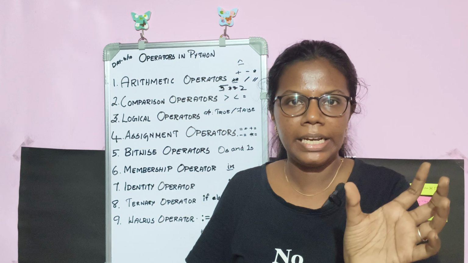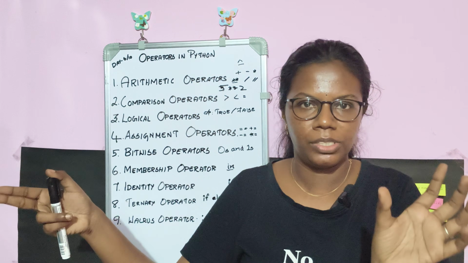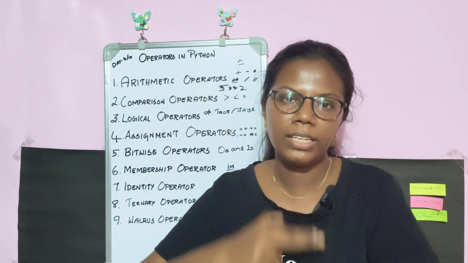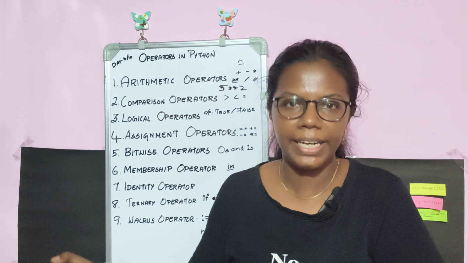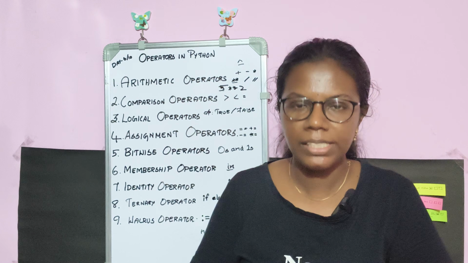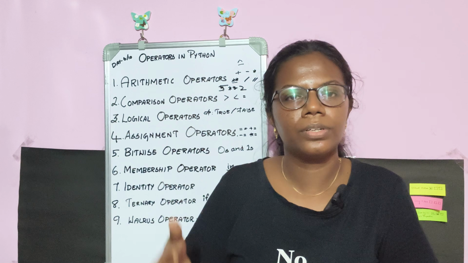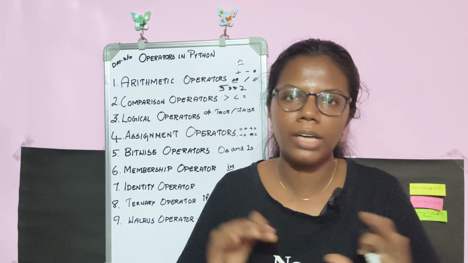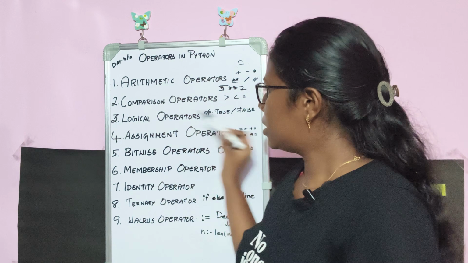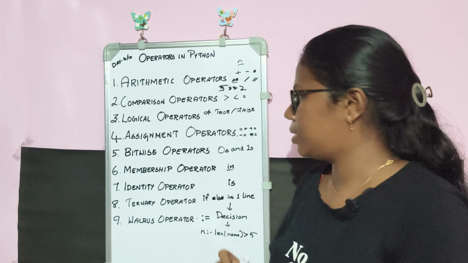If I am entering so many details of people and I want to filter the people's details based on their age, in that scenario, I could use comparison operators. That makes sense. The third operator is logical operators.